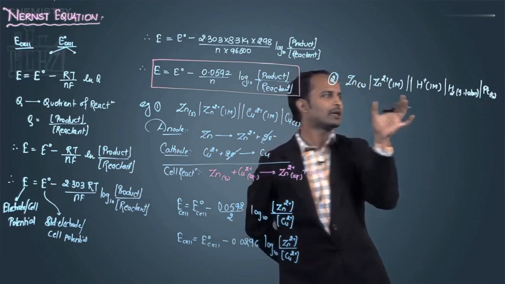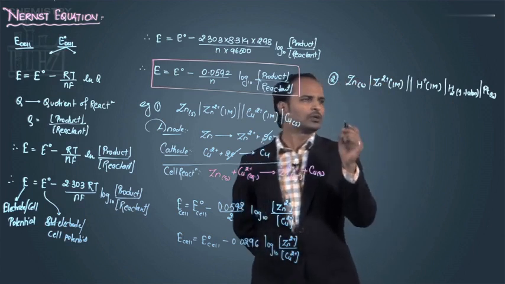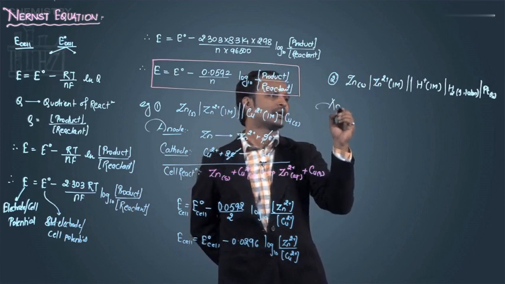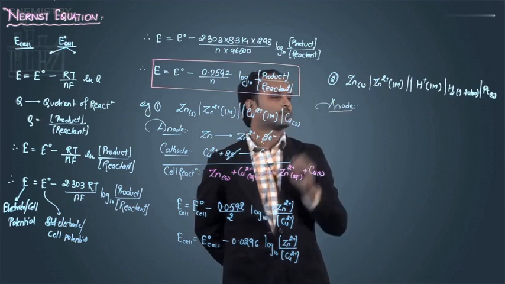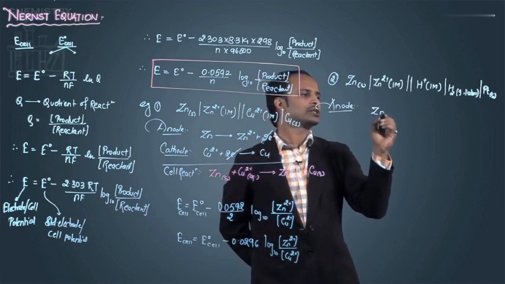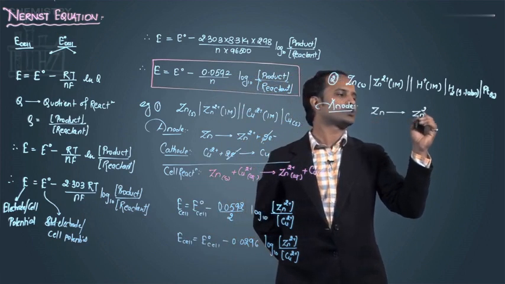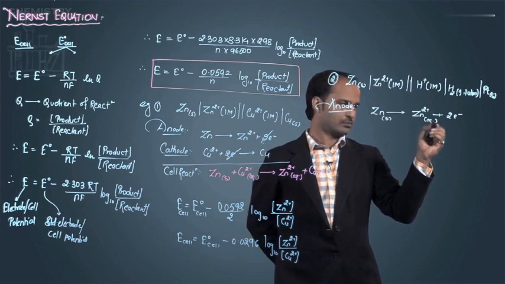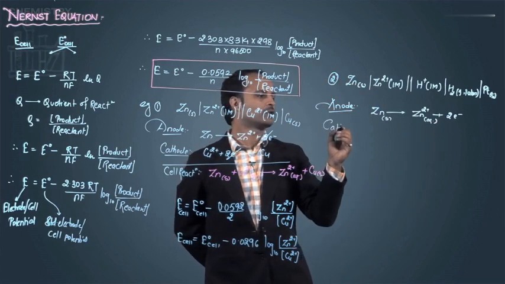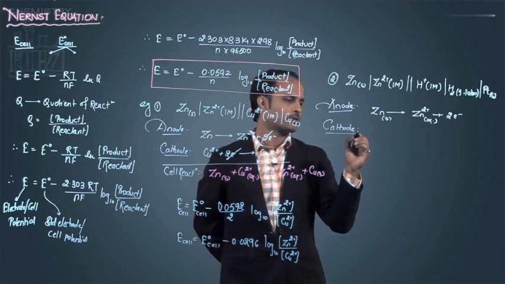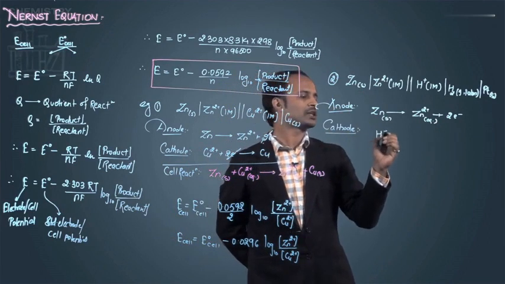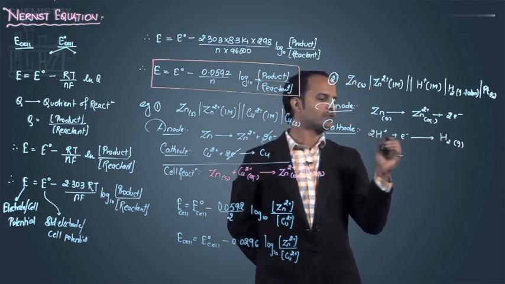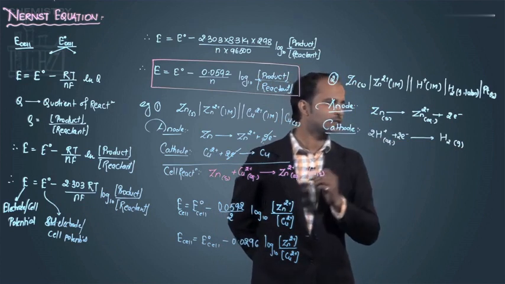Zinc electrode acting as the anode and the hydrogen electrode acting as the cathode. Again, for writing this Nernst equation, first I require the whole reaction, that is the cell reaction. The reaction taking place at the anode is zinc oxidation, that is zinc gives zinc 2 plus and 2 electrons. Then the reaction taking place at the cathode: here H plus ion will gain electrons and give hydrogen gas. Since it's H2, 2H plus plus 2 electrons, in aqueous state.